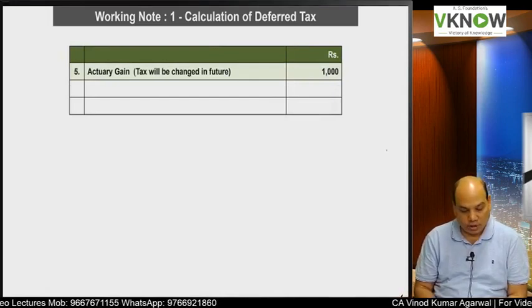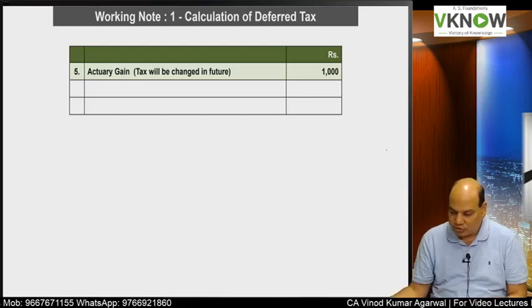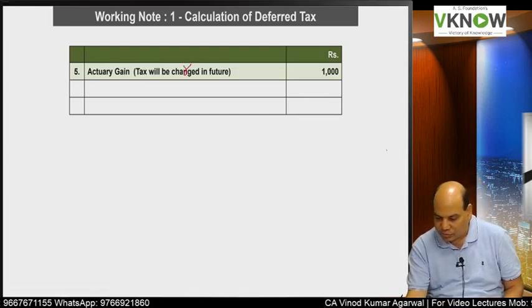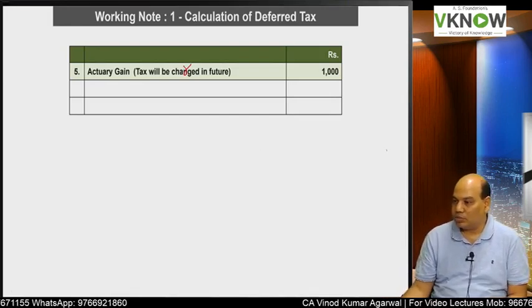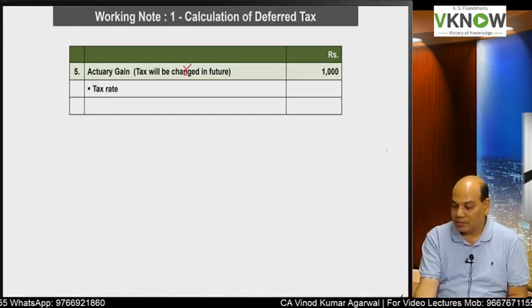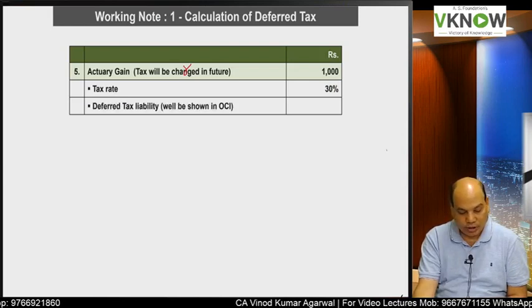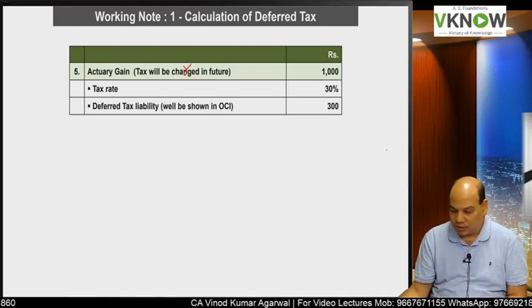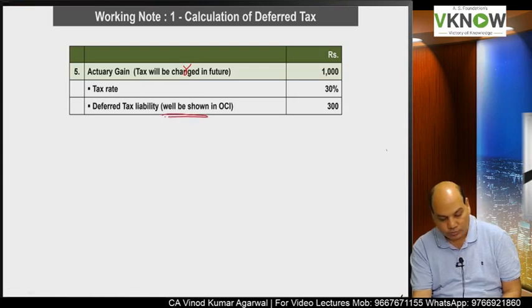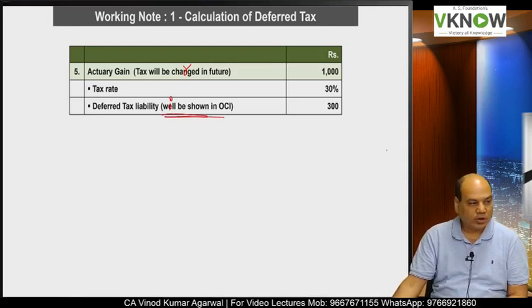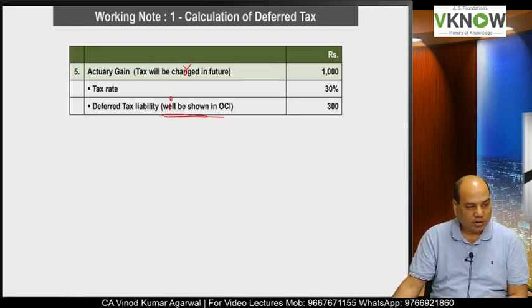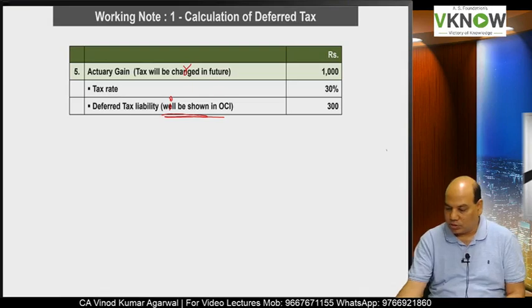Write down below, actuarial gain, tax will be charged in future. It's written 'change', make it 'charged', because if you gain now and you don't pay tax, you pay tax in future. Tax rate 30%, or write directly 30% of 1,000, deferred tax 300. But where will this be shown? It will be shown in OCI. Spelling mistake. Will be shown in OCI. So this 300 will come in OCI.